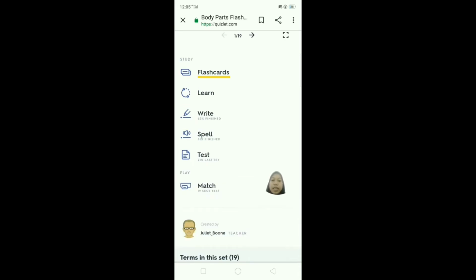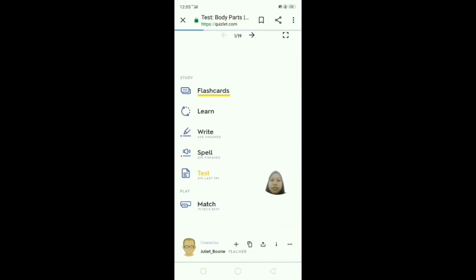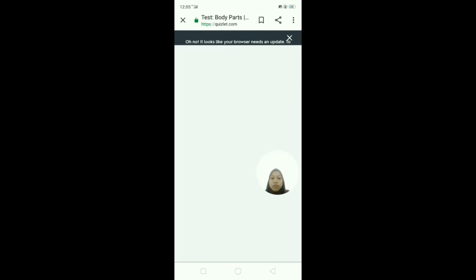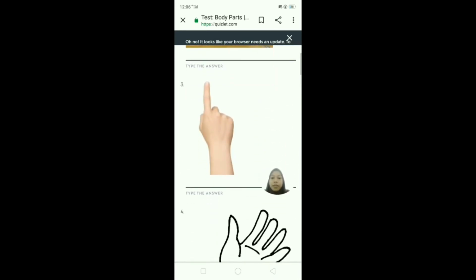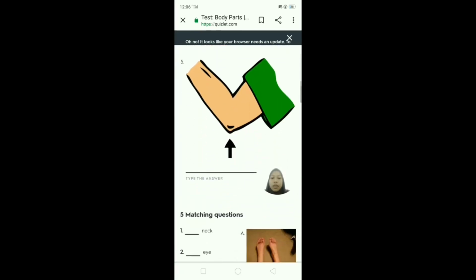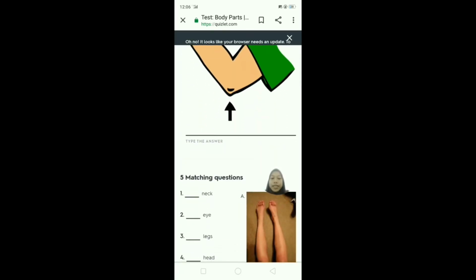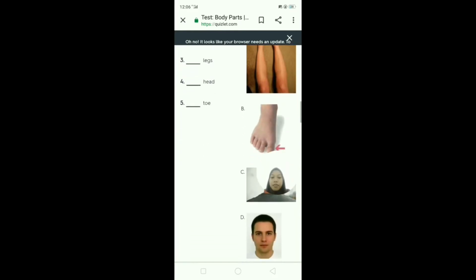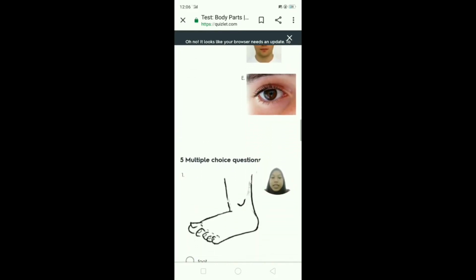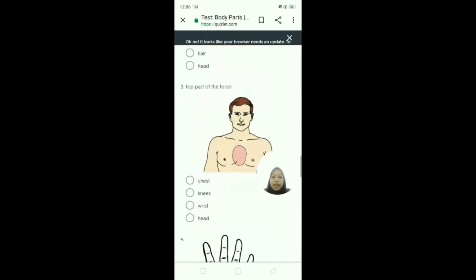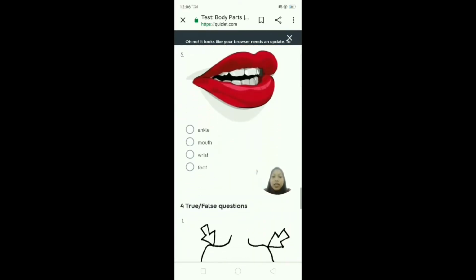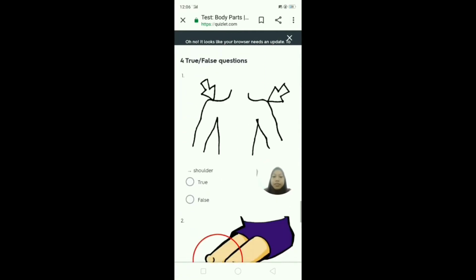The fifth is Test. Test has four question types. First is written. Second is matching question. Third is multiple choice question. And last, true or false question.